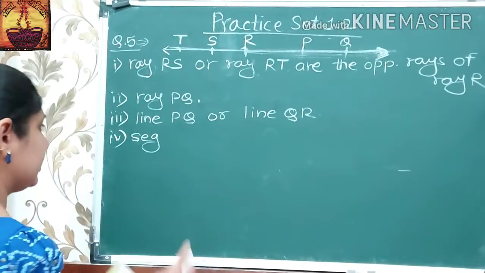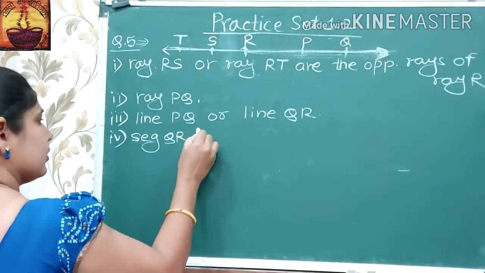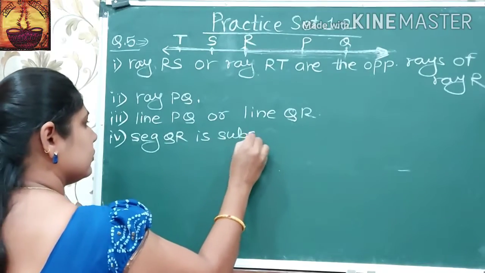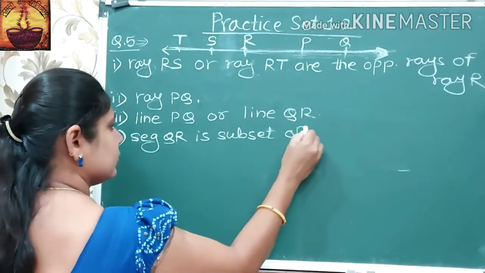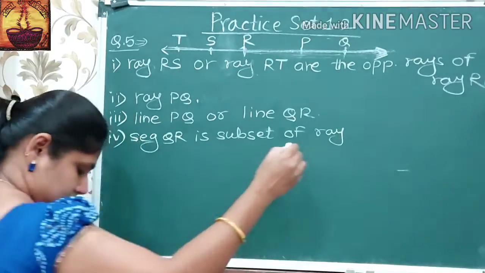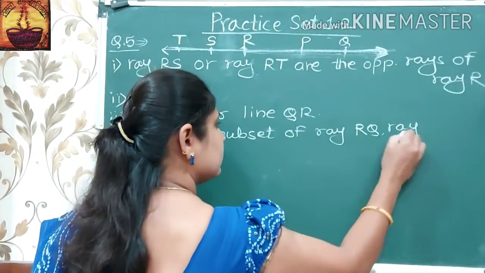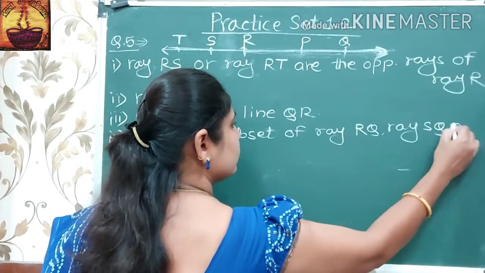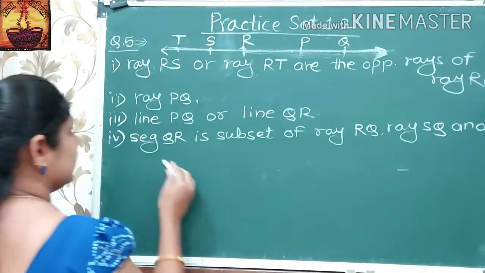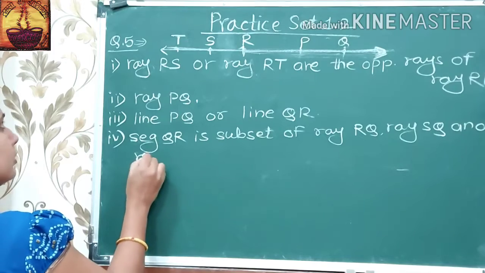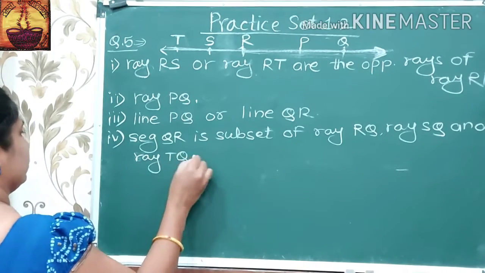Therefore, write segment QR is a subset of ray RQ, ray SQ and ray TQ.